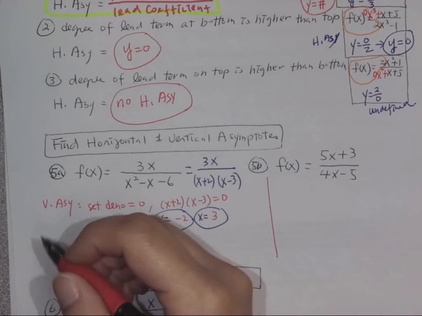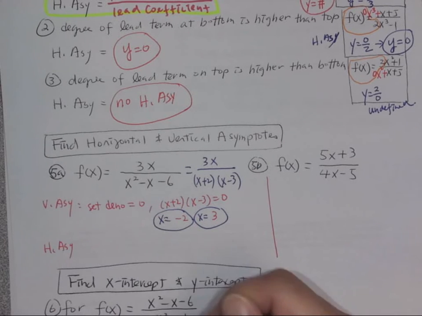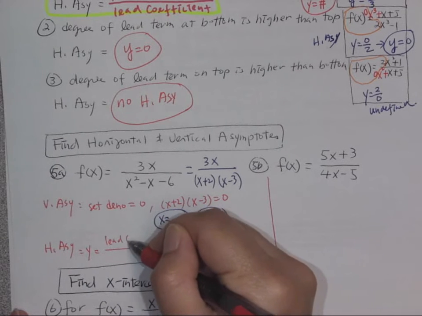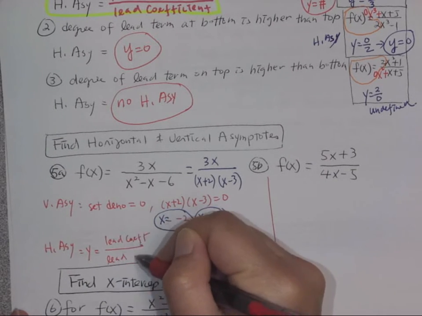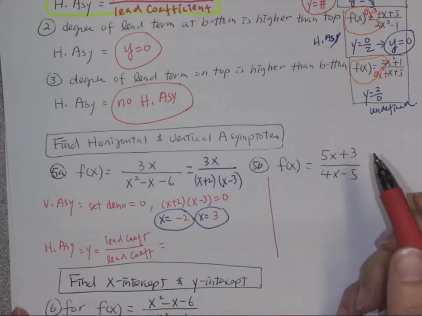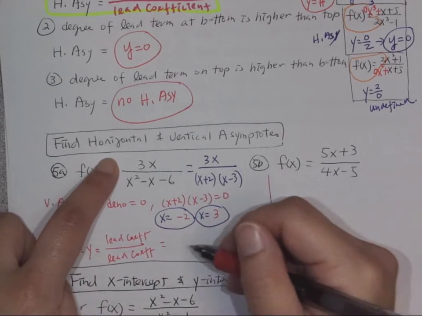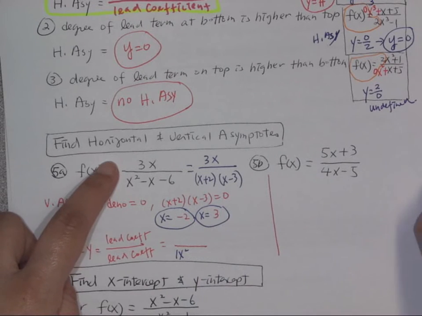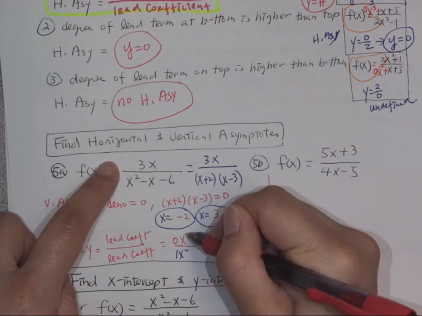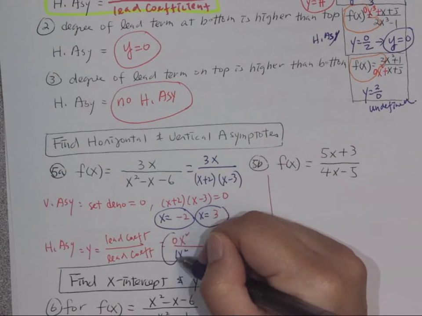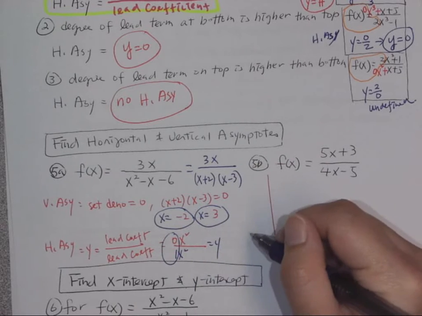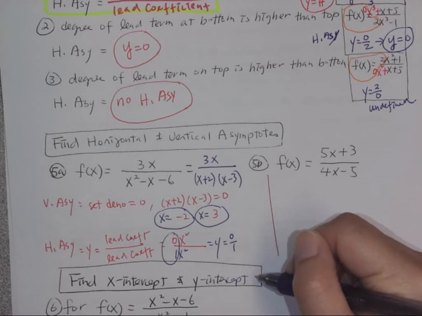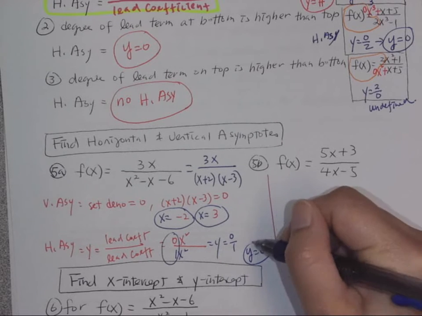For your horizontal asymptote, remember, we say y equal to the leading coefficient on top over the leading coefficient at the bottom. They don't have matching degrees. At the bottom I have 1x squared, right? At the top, if I force a term there, it would be 0x squared. So my horizontal asymptote would be y equal to 0 over 1, which is just 0. So that's my horizontal asymptote, right?